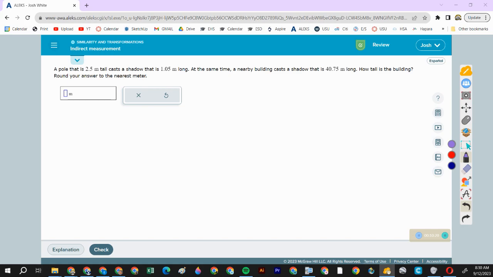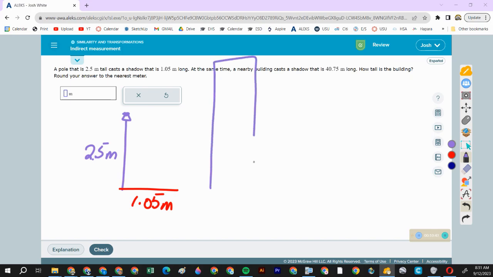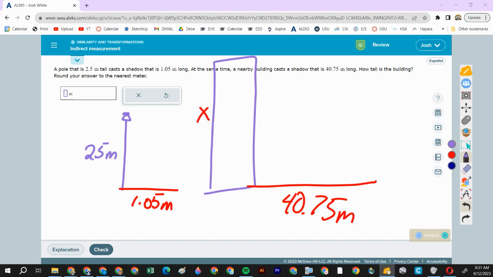So we have maybe a street light. A street light is 2.5 meters tall, and it casts a shadow that is 1.05 meters long. At the same time, a nearby building casts a shadow that is 40.75 meters long. How tall is the building?